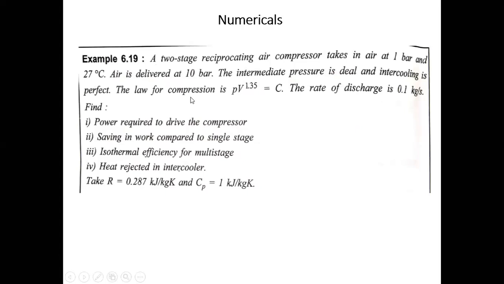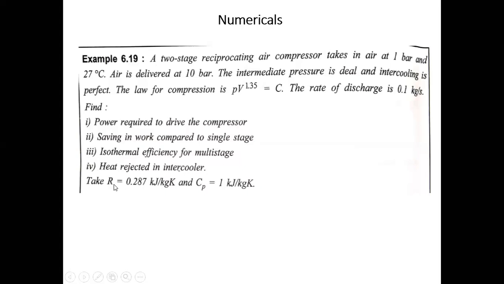The law of compression is PV raised to 1.35 is equal to constant. So compression is carried out by a polytropic process as the value of n is 1.35. The rate of discharge is 0.1 kg per second, means the mass flow rate of air is 0.1 kg per second. Find the power required to drive the compressor, the saving in work compared to a single stage compressor. So we have to compare the two work formulas. Next, the isothermal efficiency for multi-stage and the heat rejected in the intercooler.